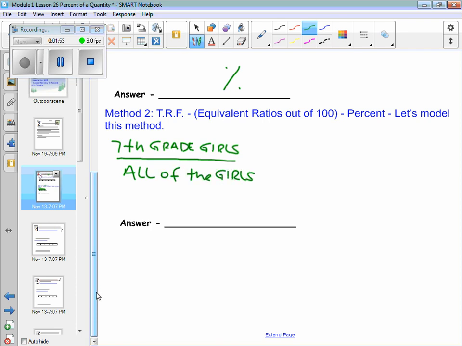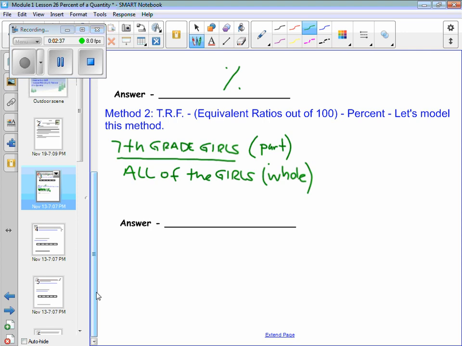Now, I'm going to introduce something new to you, the terms part and whole. Because as you'll see, that's going to become really important in the second half of lesson 26 and 27 and 28. This whole idea of, well, what's the part and what's the whole? So what is being represented by part? Is that the 7th grade girls or is that all of the girls? The part is what, Jay? Right. So I want you to actually label this part and put it in parentheses. The whole, which is all of the girls, is the bottom part. We'll be using those terms a lot.